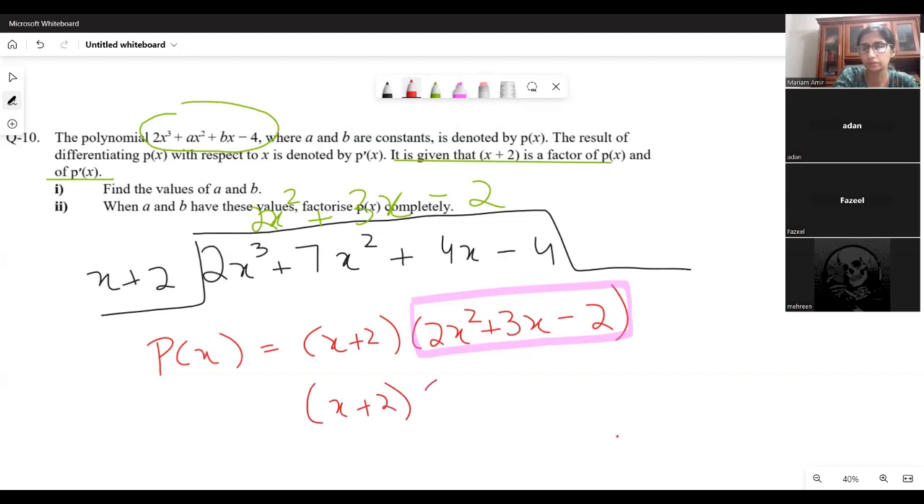What did you say, Fazil? 2x minus 1 and x plus 2. Okay, x plus 2 appears twice, so you may also write it as x plus 2 whole square times 2x minus 1.